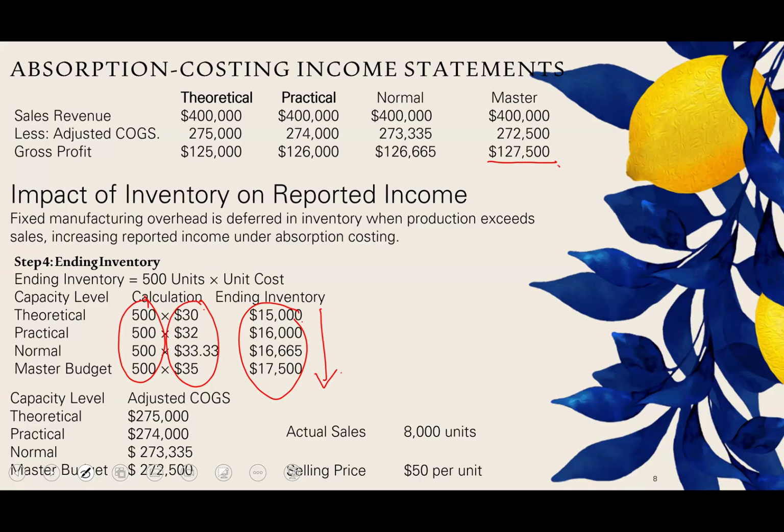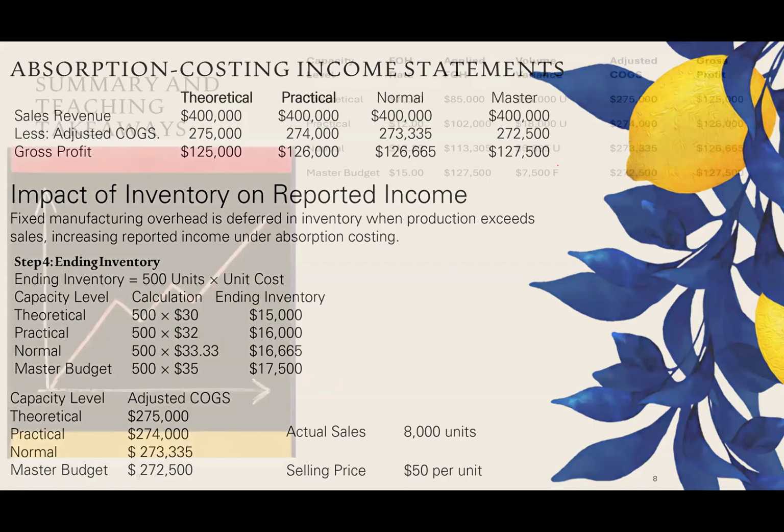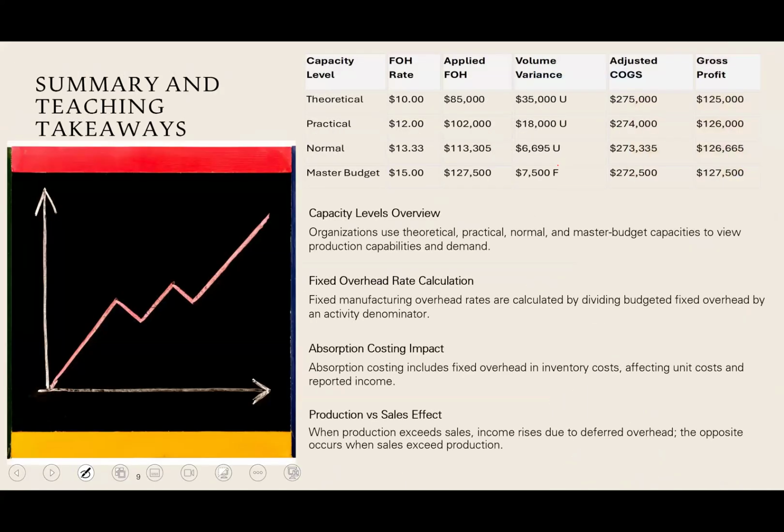So if I put a lot of production into ending inventory, then a lot of my fixed cost is getting transferred into ending inventory, meaning my cost of goods sold is going to look leaner, meaning my income is going to look higher. So higher value of inventory also leads to higher reported income, is what this slide is trying to show you. Okay. Now I have the summary of the whole chapter here for you.